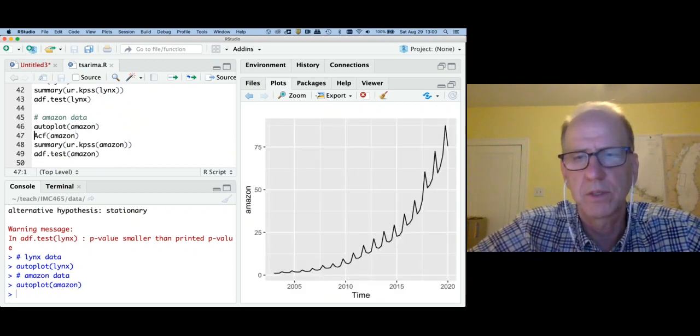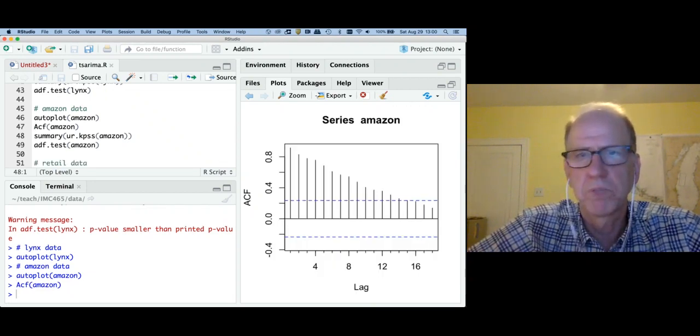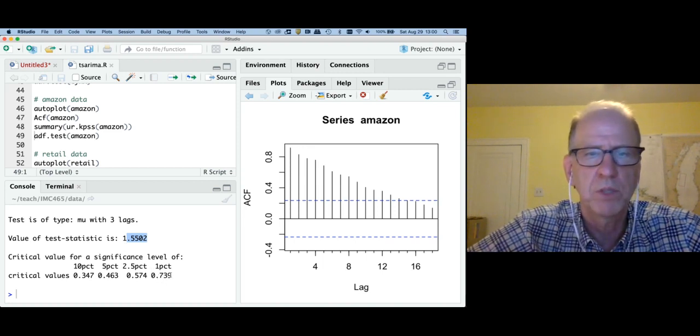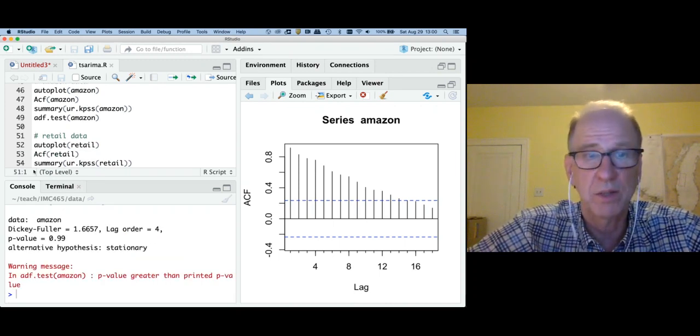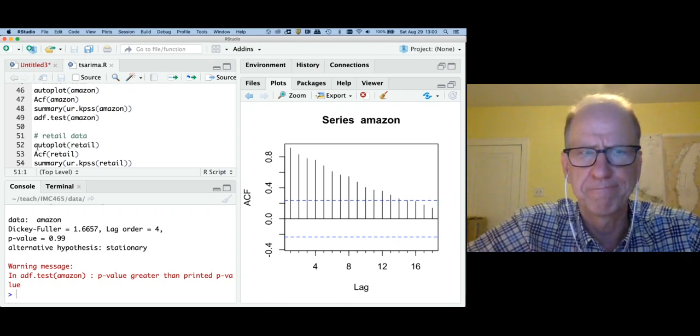So we've already seen this a million times. We have exponential growth with strong seasonal patterns, variance increasing. The ACF is saying it's not stationary. We can reject the null hypothesis of stationarity because that 1.55 is much larger than any of the cutoff values. And the ADF test is also saying we can't reject the null hypothesis of non-stationarity, so we've got to do a lot of work on the Amazon data.